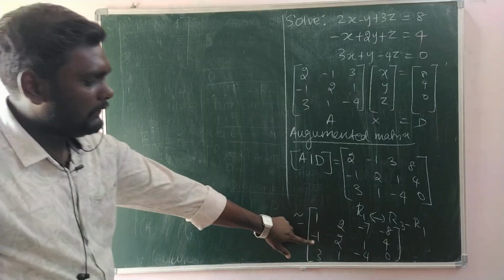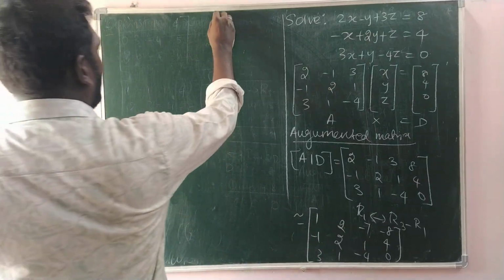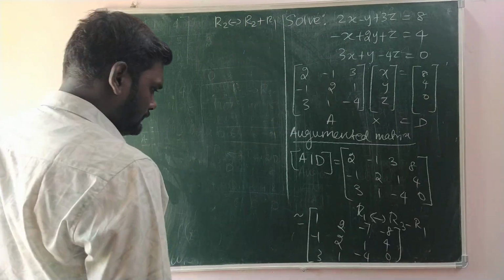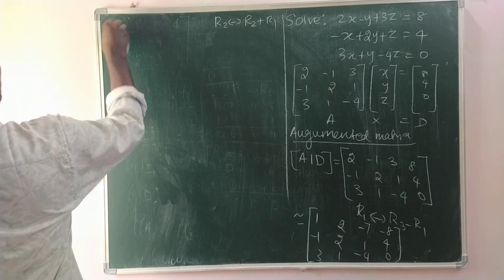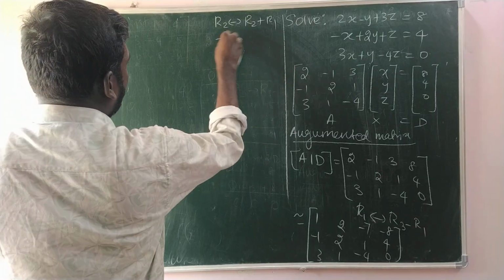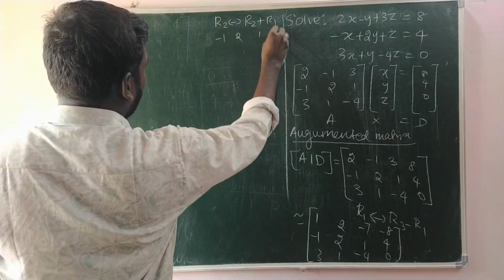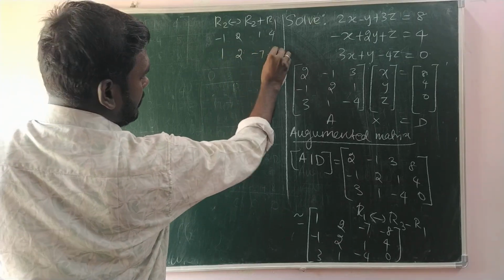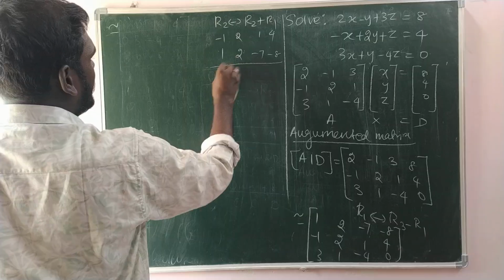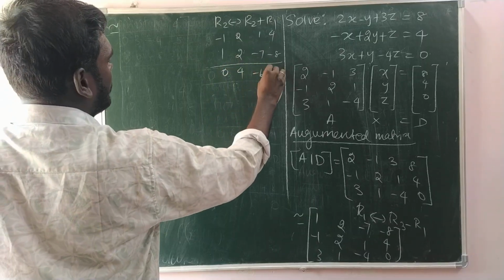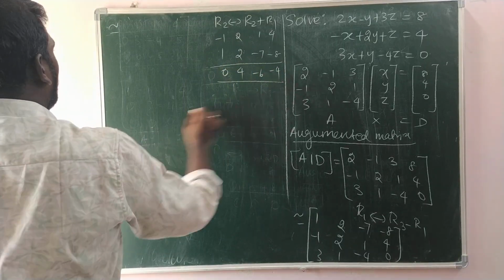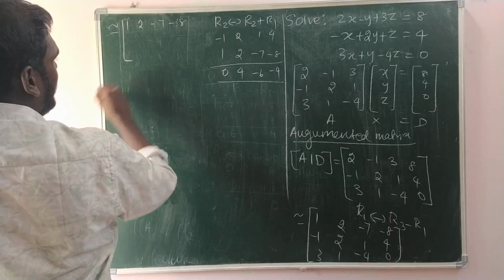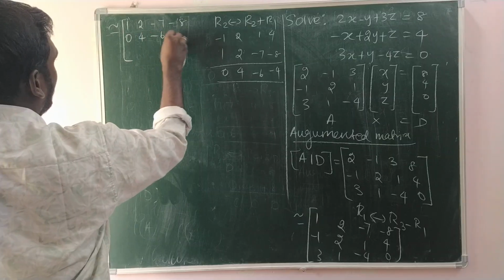Now this place we should make 0 simply by what? For R2 we are going to write the result as R2 plus R1. So R2 plus R1. R2 is minus 1, 2, 1, 4. R1 is 1, 2, minus 7, minus 8. Add them. That is 0, 4, minus 6, minus 4. Now this R1 is 1, 2, minus 7, minus 8. New R2 is 0, 4, minus 6, minus 4.